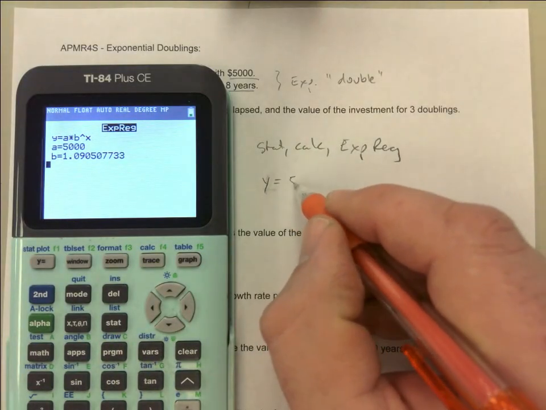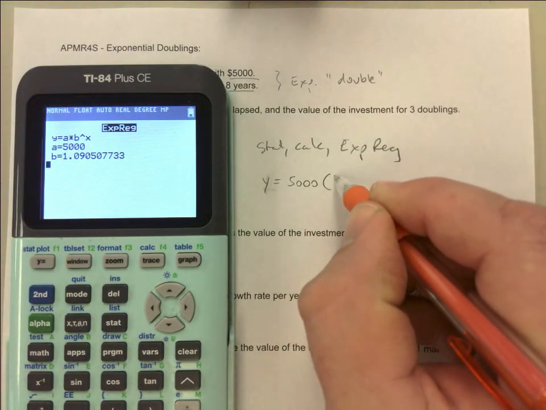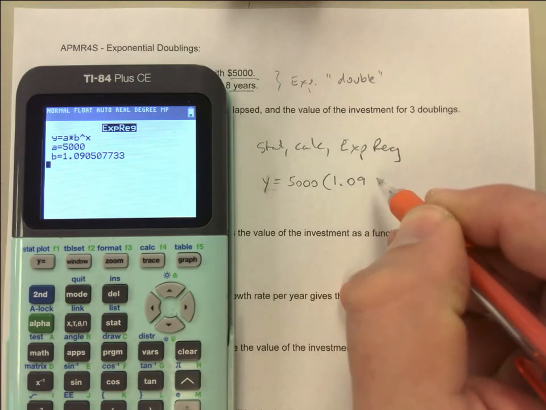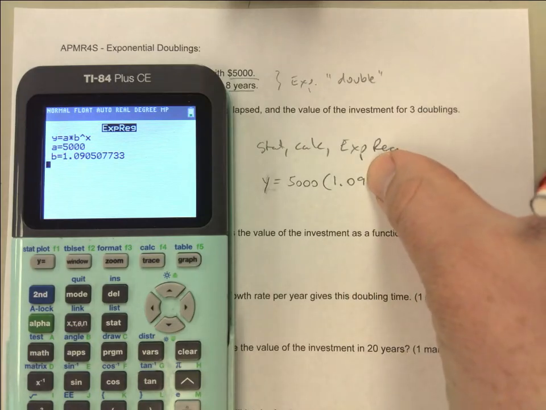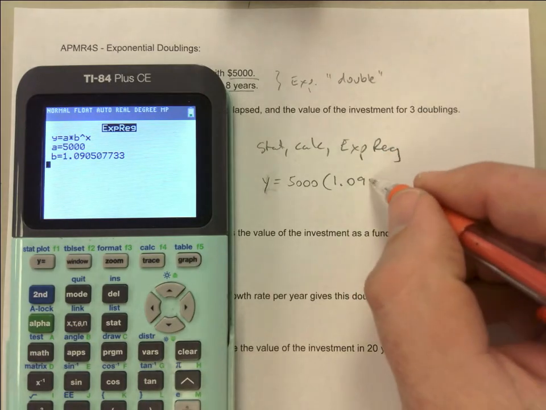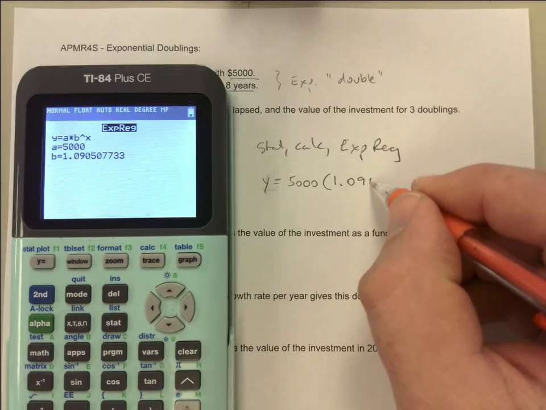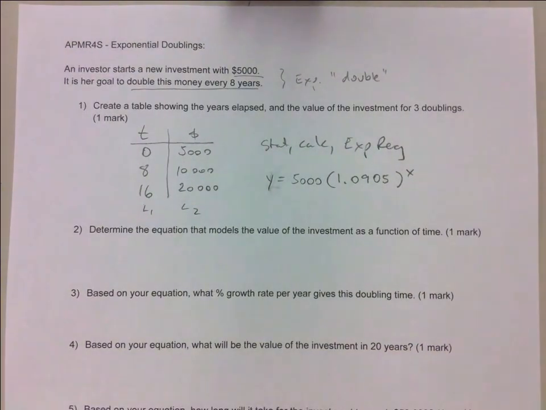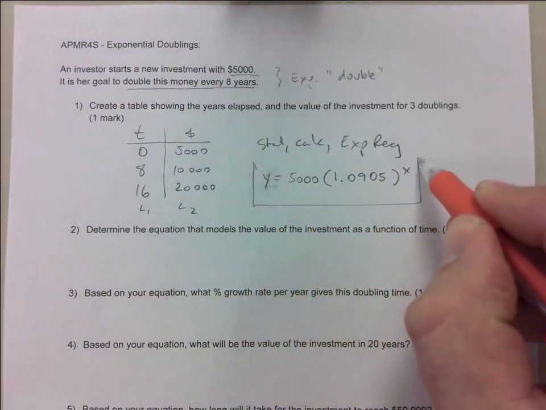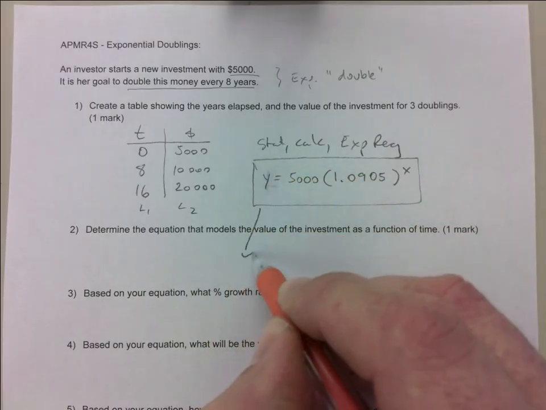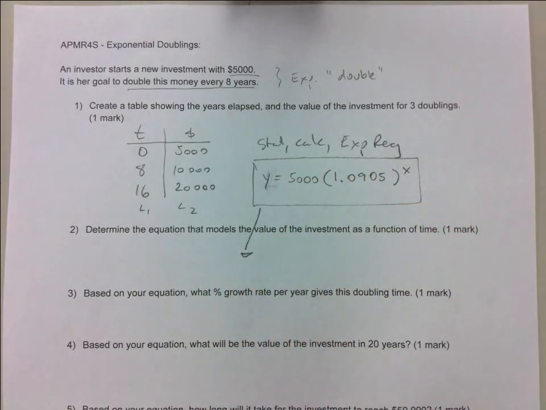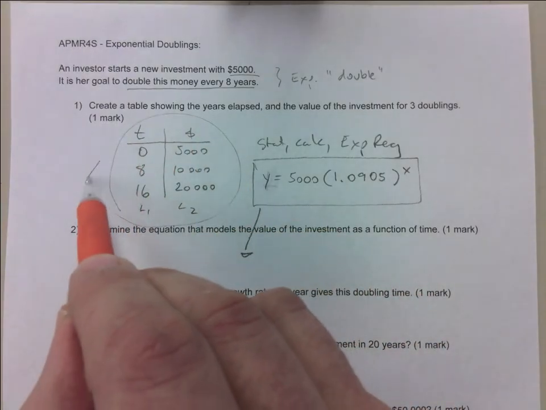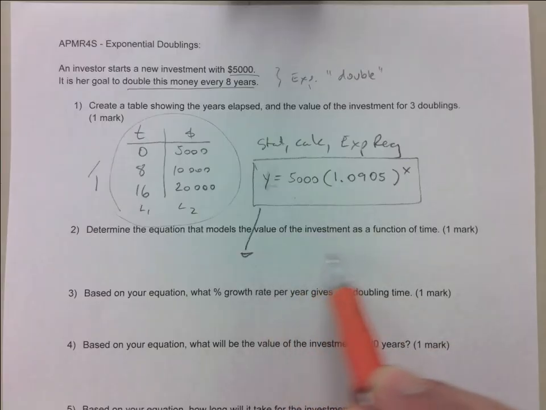I would strongly suggest you copy this into your Y1 to have the most accurate equation. Okay, so this would be 5,000, not surprised by that. This is 1.09. If you want to stop there, that's fine. But I'm going to go 0.905, okay, to the power of x. So this is your equation. Oh, that was supposed to happen here. Okay, sorry. Got too eager there. So this is your table. If you have that, you get a mark. If you have the equation here, you get a mark.